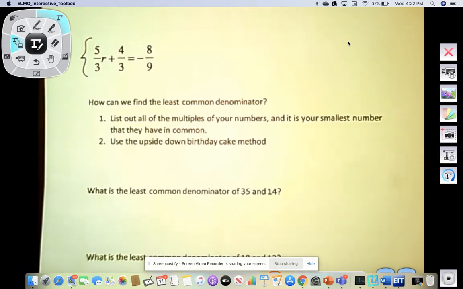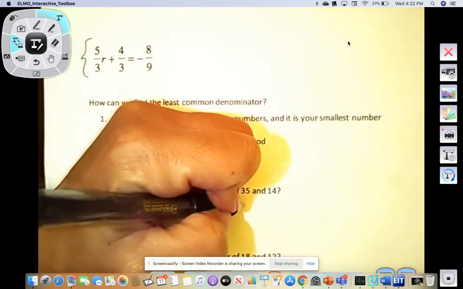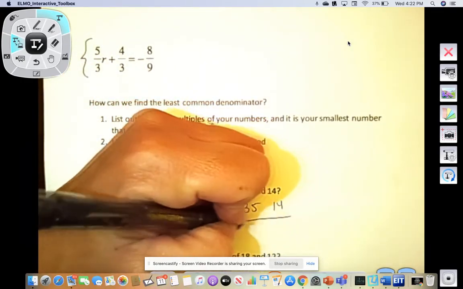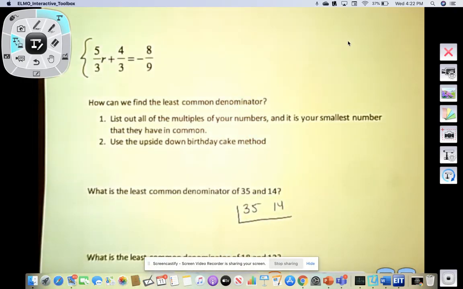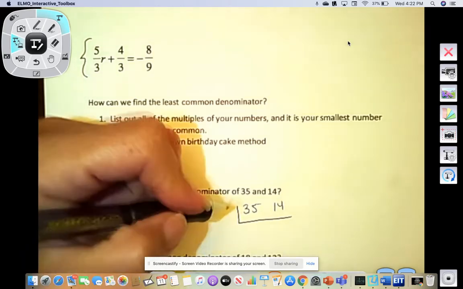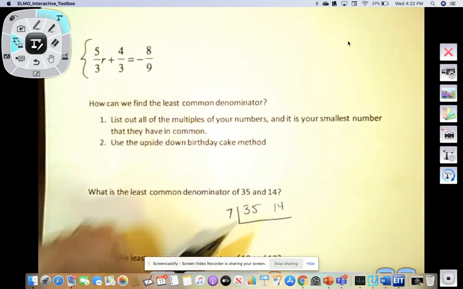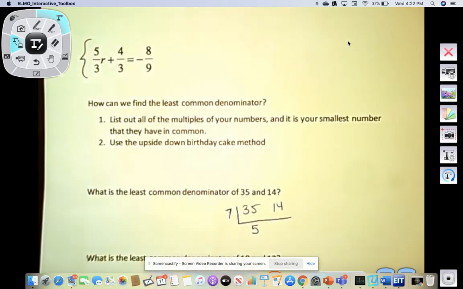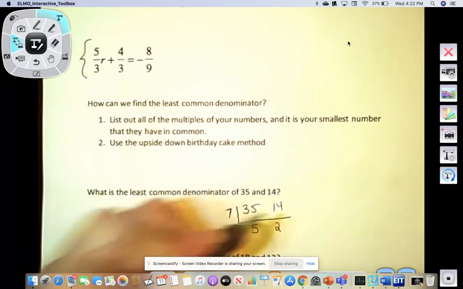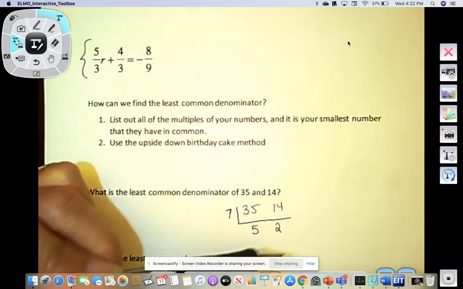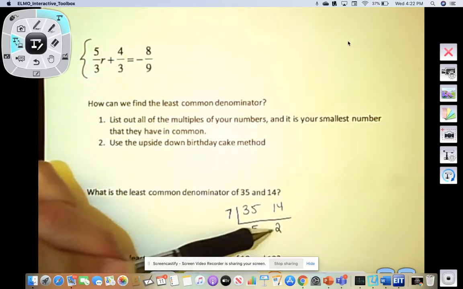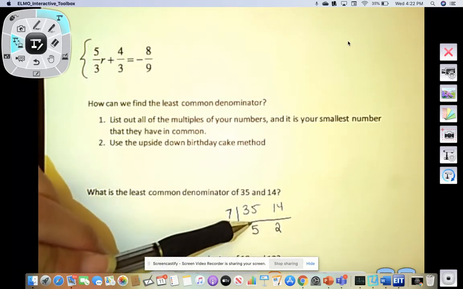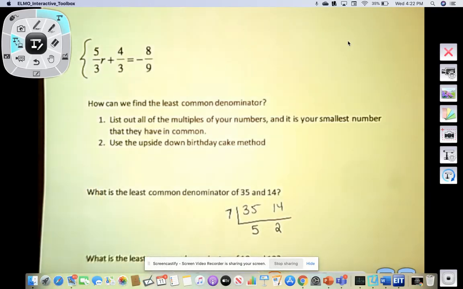So let's start with 35 and 14. I write out the numbers and I make an upside down layer cake. Then I say to myself, what number goes into both of these numbers evenly? Well, 7 goes into both of them. So now I'm going to divide. 35 divided by 7 is 5, and I put the answer down here. And 14 divided by 7 is 2. I call it an upside down birthday cake because if there was a number that went into both of these evenly, I would make another layer underneath it. But since there's not, I leave it.